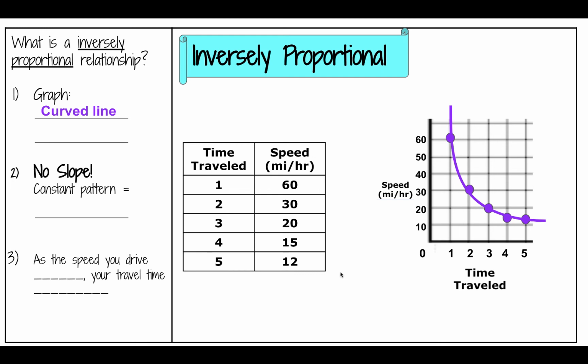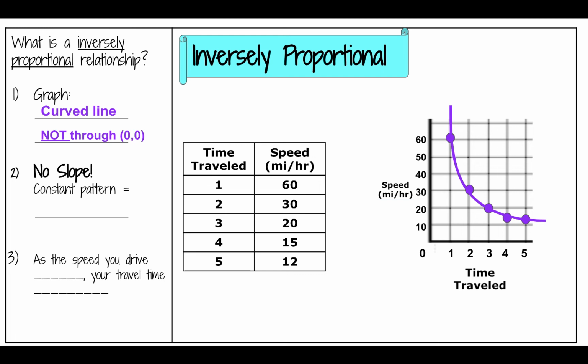And does it go through the origin, 7th graders? No, not through 0, 0. So it's inversely proportional if it's a curved line and or if it doesn't go through 0, 0. Since this is a curved line, I don't have a slope.